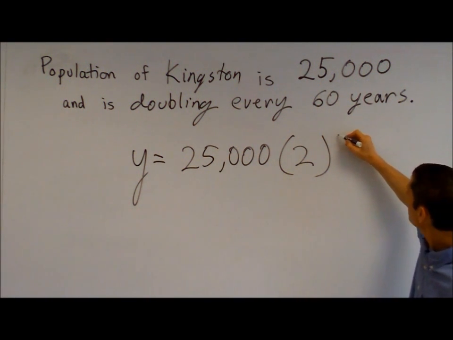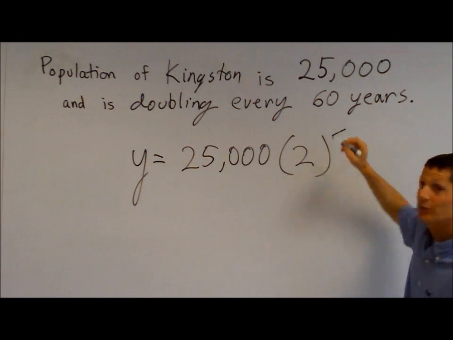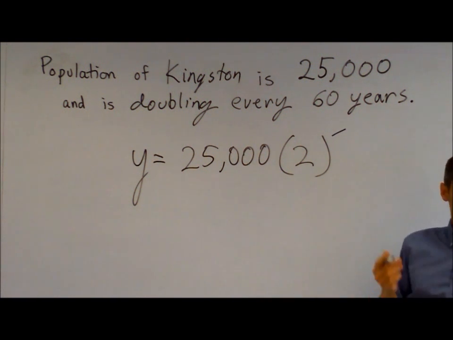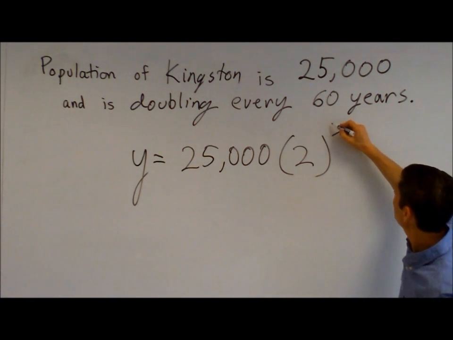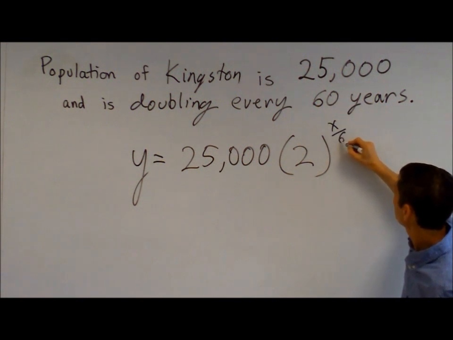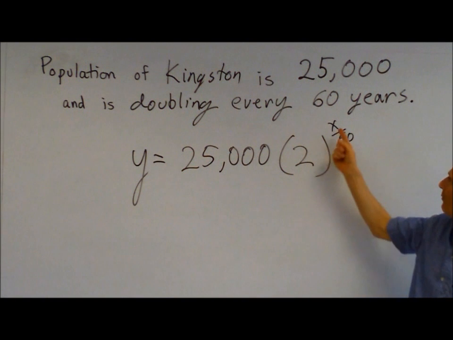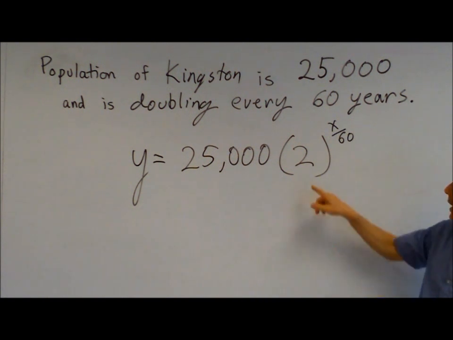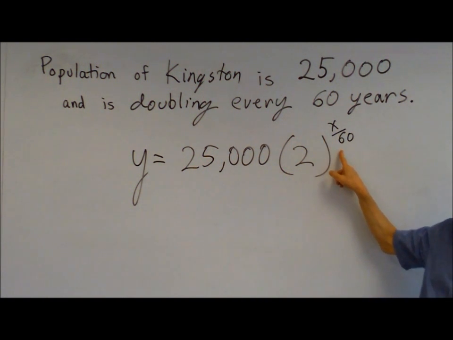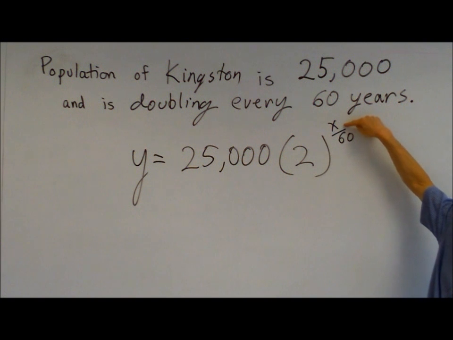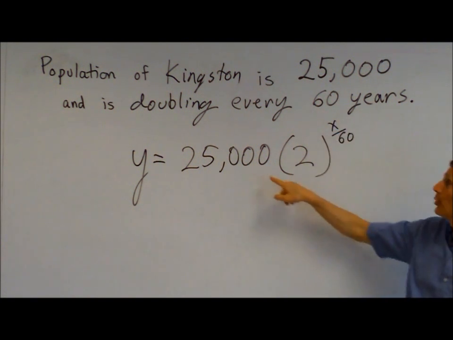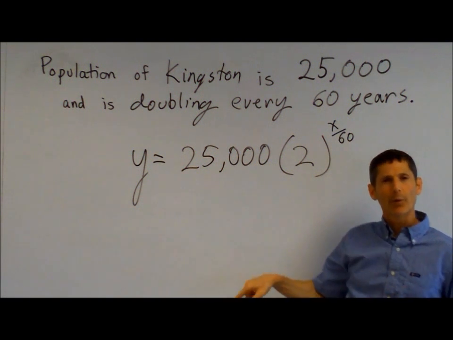Okay, so if I plug in a 60, let's try this. Let's see what happens. What if I made this x over 60? Is that going to work? In other words, after 60 years, I should have twice as many people. If I put in 60 years for x, that makes the exponent 1. 2 to the first is 2 times 25,000. Oh, that works. It does so work.